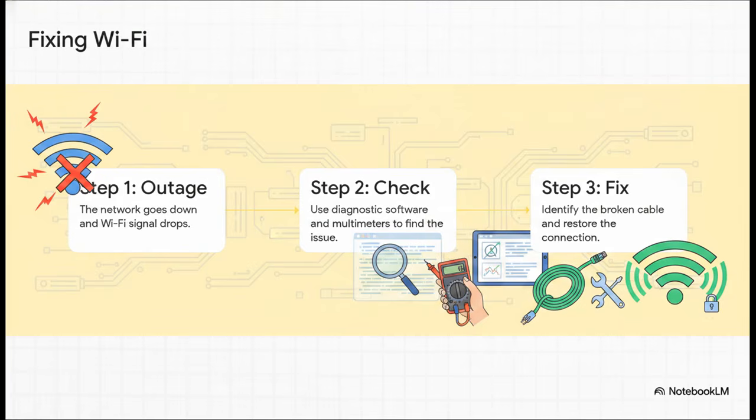Let's look at how these tools actually solve daily problems. Picture this. Step 1. You're right in the middle of studying and the network completely goes down. Your Wi-Fi signal just drops. Super frustrating, right? Well, enter Step 2. An IT technician arrives. They're going to use diagnostic software to digitally check the system's performance, but they'll also pull out a physical multimeter to check if the network cables are actually receiving the proper electrical voltage. By combining those software and hardware tools in Step 3, the issue gets quickly identified, a broken cable gets replaced, and boom, your Wi-Fi connection is restored. That is career efficiency in action.